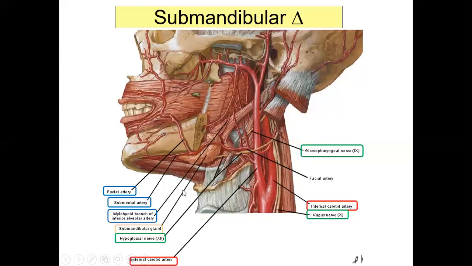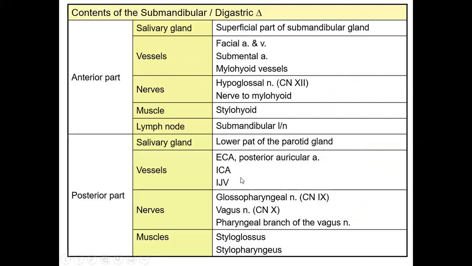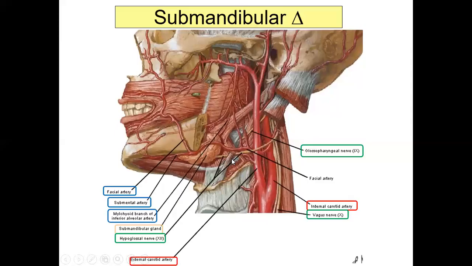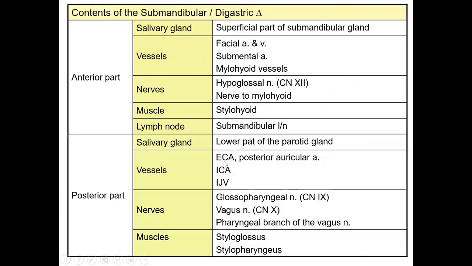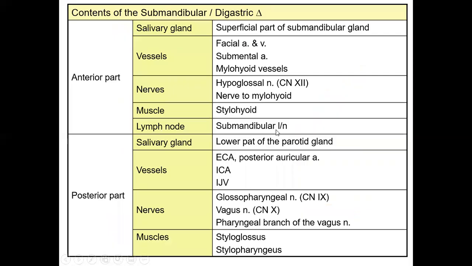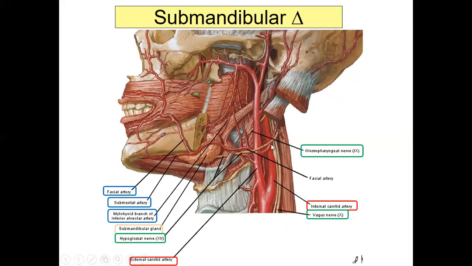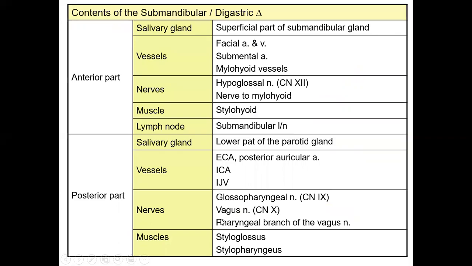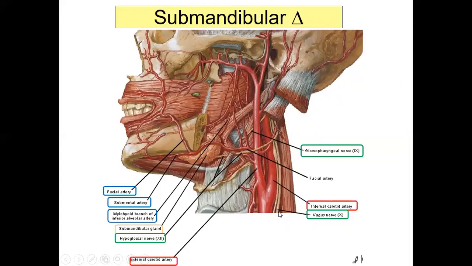And then going backward, on the posterior part, we have the external carotid artery. If you see here, this is the external carotid artery. The external carotid artery is passing through the posterior part of the submandibular triangle. And then we also have the internal carotid artery. This is the internal carotid artery. And then we have the vagus nerve, which passes into the posterior part of the submandibular triangle.